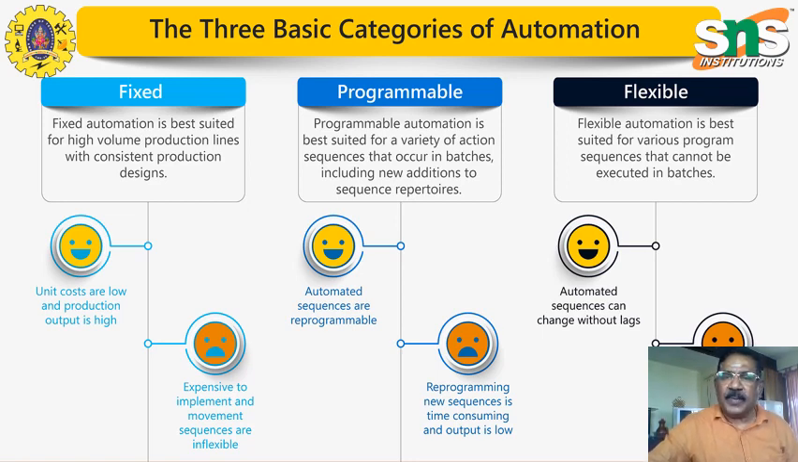Flexible automation is best suited for various program sequences that cannot be executed in batches. Automated sequences can be changed more easily, like during prototype making or the product development stages.